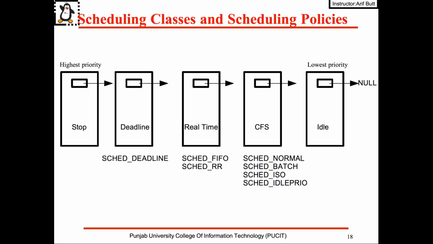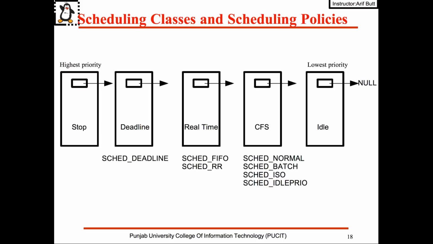And finally, we have the idle class, which is the lowest priority scheduling class having no scheduling policy. The kernel idle thread runs when nothing else is runnable on a CPU. And a process in this class may take the CPU to a low power state as well.